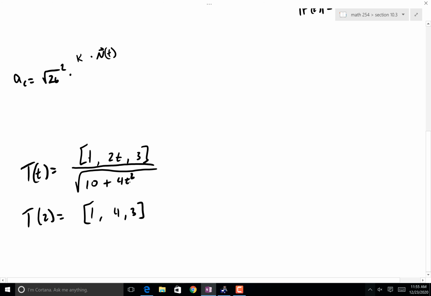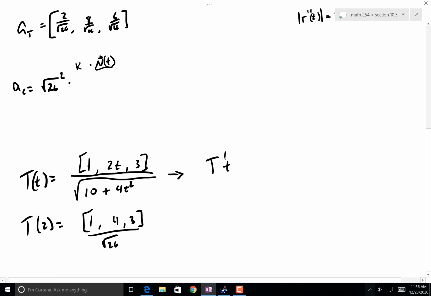So when I do that, I am going to take the derivative, T prime of t. Now, I could do this in my calculator, and I think I will in a minute. Actually, I think I'll do it right now. So let's do this.